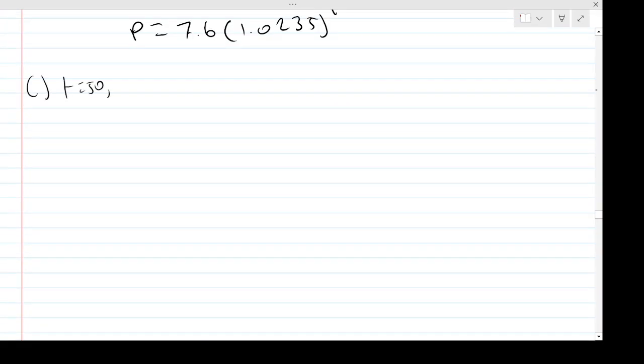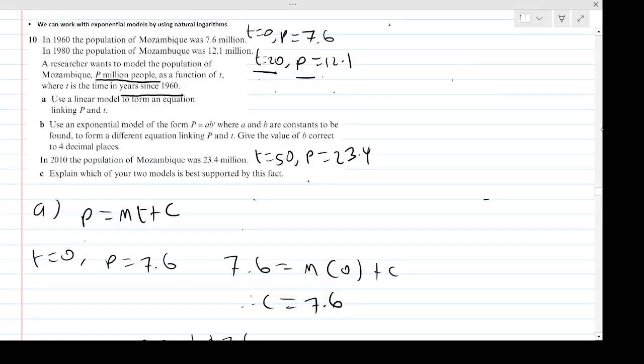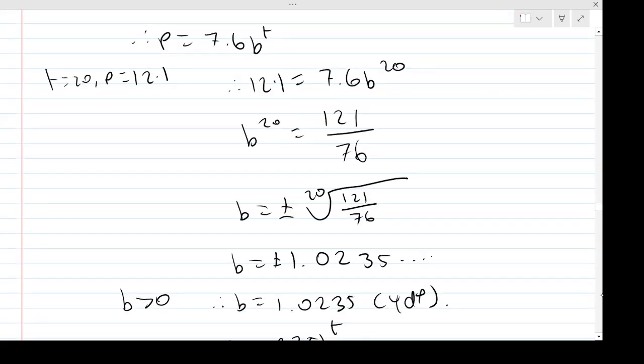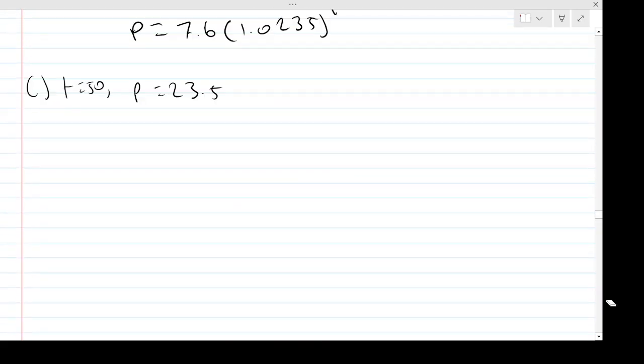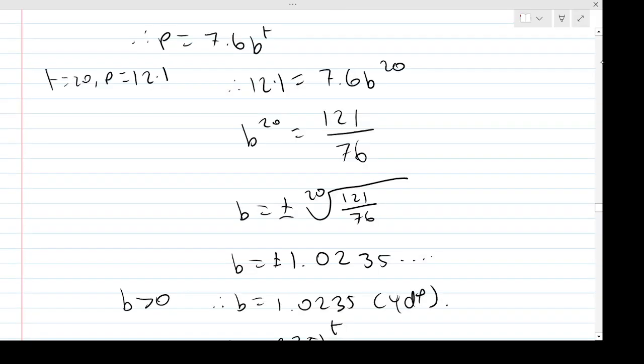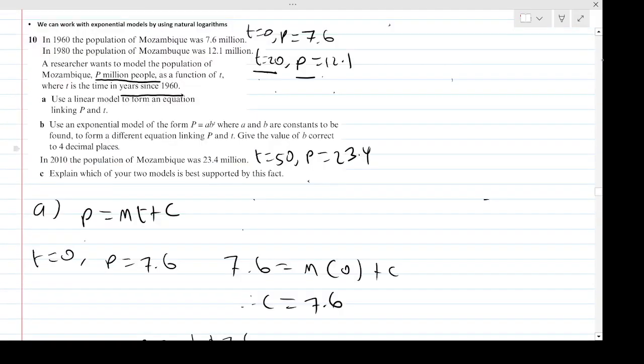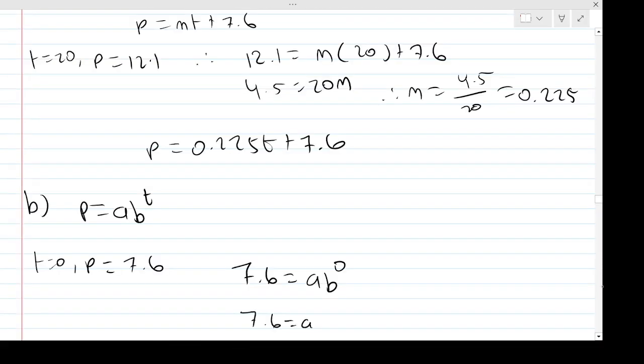T is 50, P was 23.5, was it? I can't remember. 23.4. I was close. So what we're going to do, it says, with this in mind, which model is best supported by this result here. So firstly, I'm just going to literally plug in this result into each model, right?